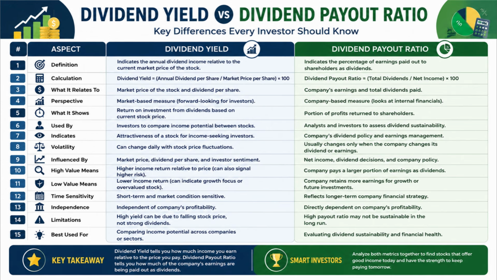To summarize, dividend yield helps investors understand how much dividend income they receive relative to the stock price, whereas dividend payout ratio helps investors understand how much of a company's earnings are being distributed as dividends. Both measures are valuable and should be analyzed together for better investment decisions.